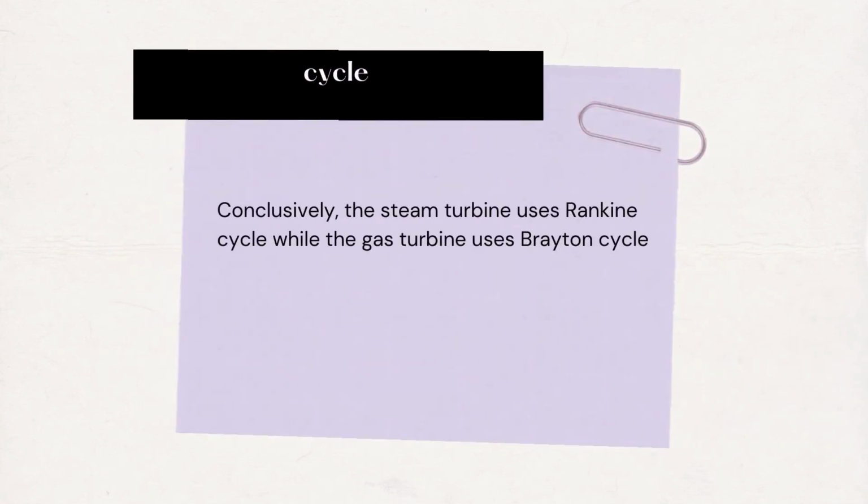Conclusively, for this integrated project, the steam turbine uses the Rankine cycle while the gas turbine uses the Brayton cycle.